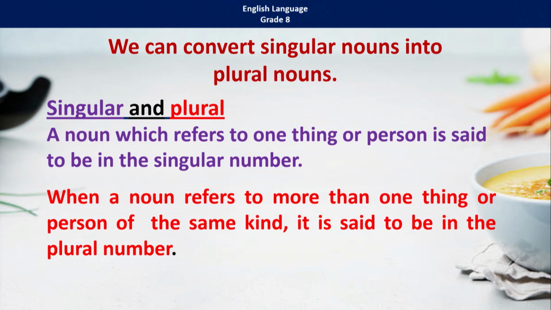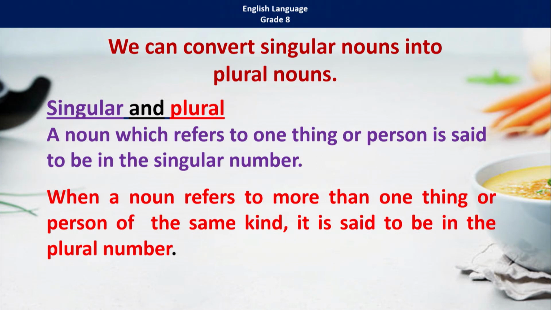Singular means when we are referring to one thing or one person. What about plural? When you refer to something more than one. When a noun refers to more than one thing or person of the same kind, it is said to be in the plural number. Singular and plural. Now you know what a countable noun is and what an uncountable noun is. Also you have understood what is singular and what is plural.